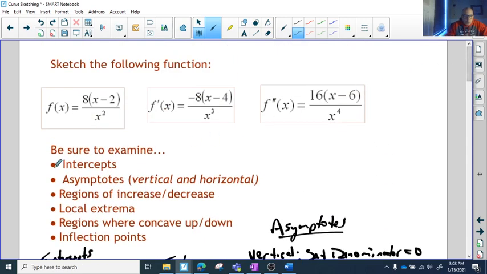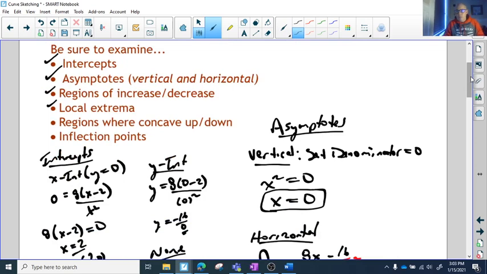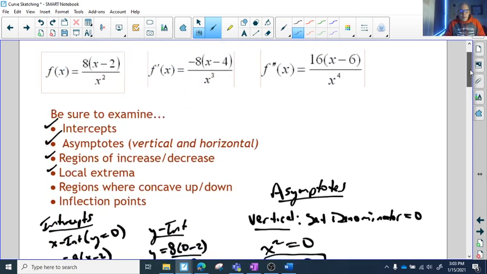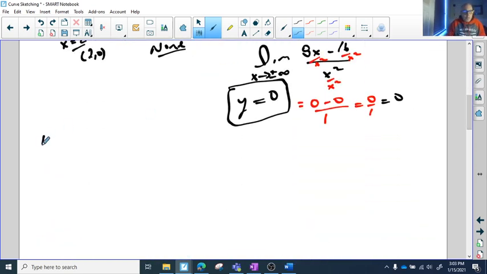On we go. So we've looked at intercepts, we've looked at asymptotes. Now we're on to increase and decrease, which will also then pair up and let us find local extrema. So we're going to get these two next. They're found using the first derivative. So increase, decrease.